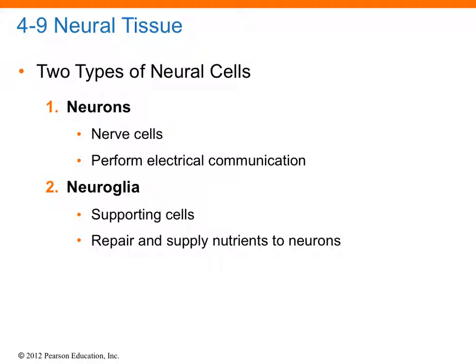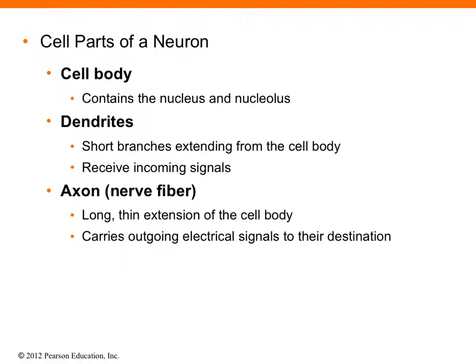There are two types of cells in neural tissue. There are neurons, those are the actual nerve cells, and they perform the electrical communication. Then neuroglia, they're supporting cells, and they repair and supply the nutrients to neurons.